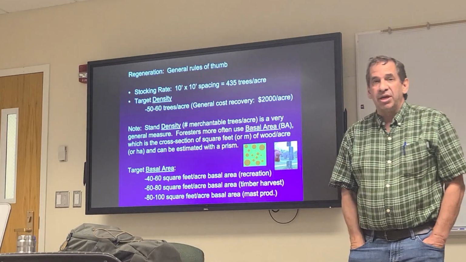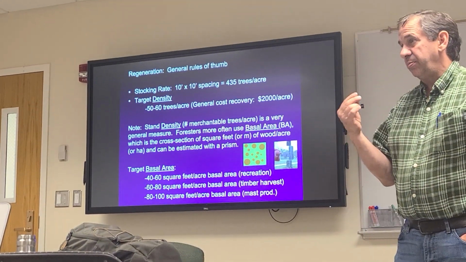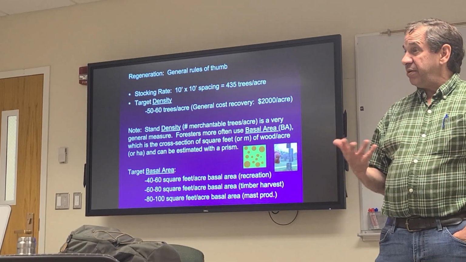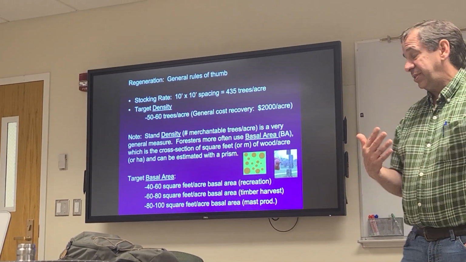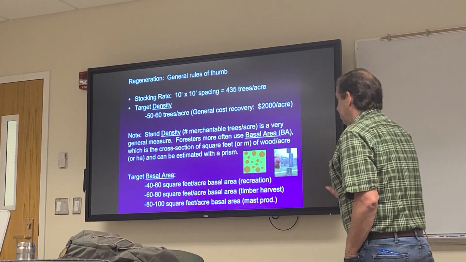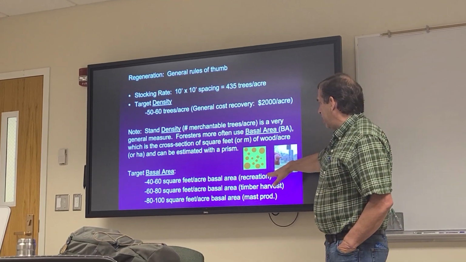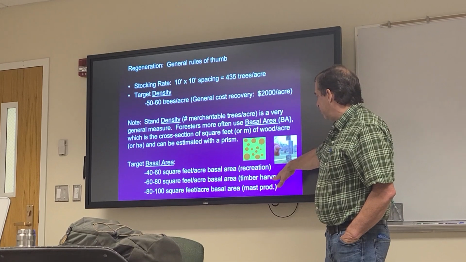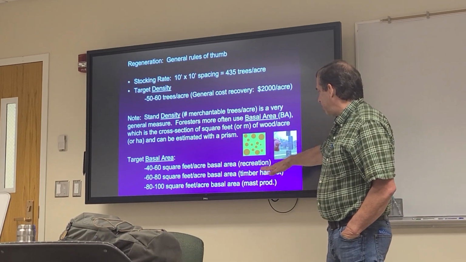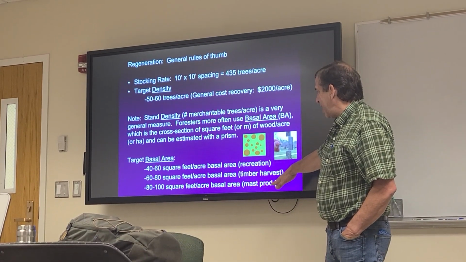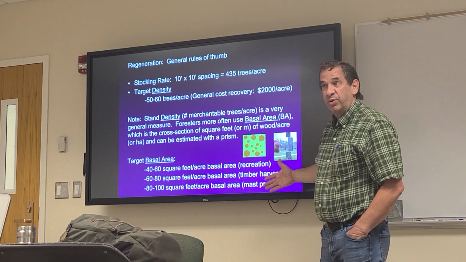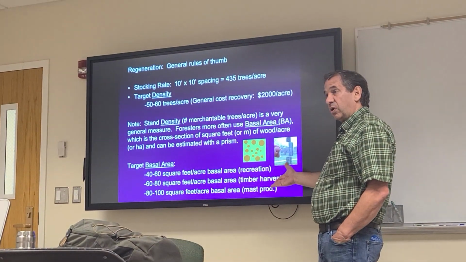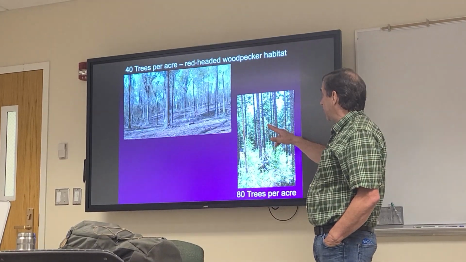Now, this is usually done for timber, to determine the potential value of a stand. But the amount of trees we have is often a wildlife-related goal too. So a target basal area for recreation might be 40 to 60 square feet per acre. For timber harvest, 60 to 80 square feet per acre. To maximize mast production, 80 to 100 square feet per acre. So it's not just about the value of the trees, it's about what our goals are, including our wildlife-related goals.